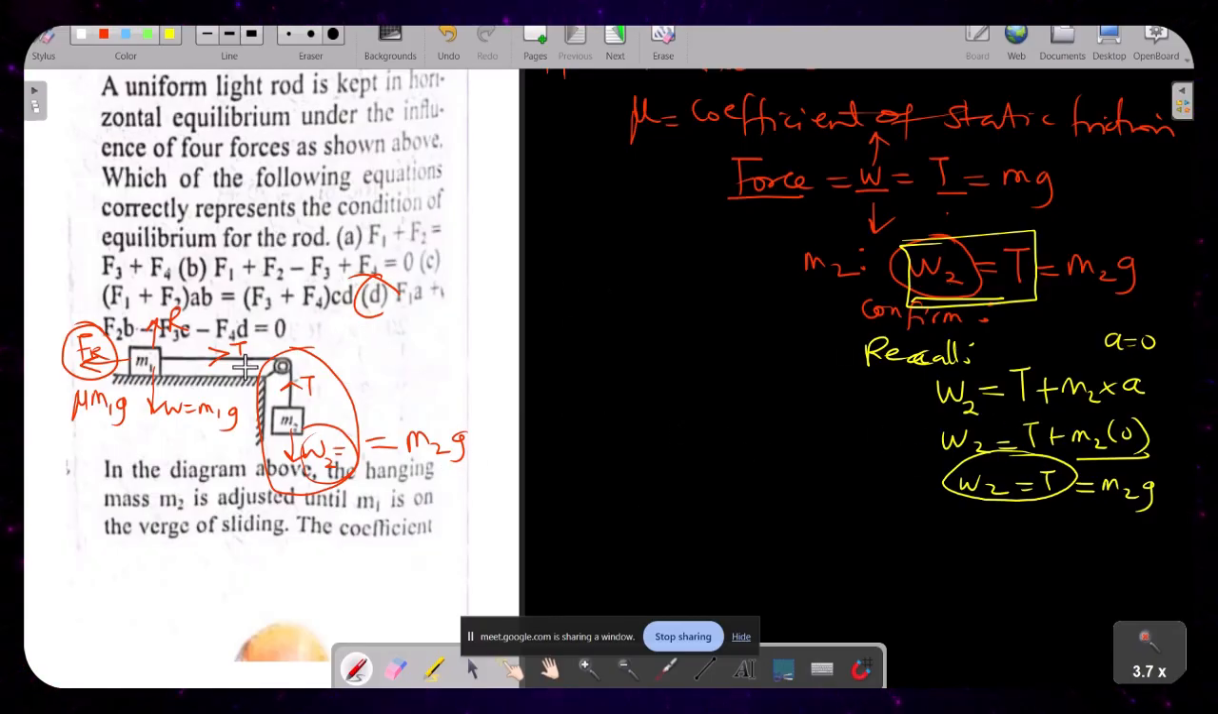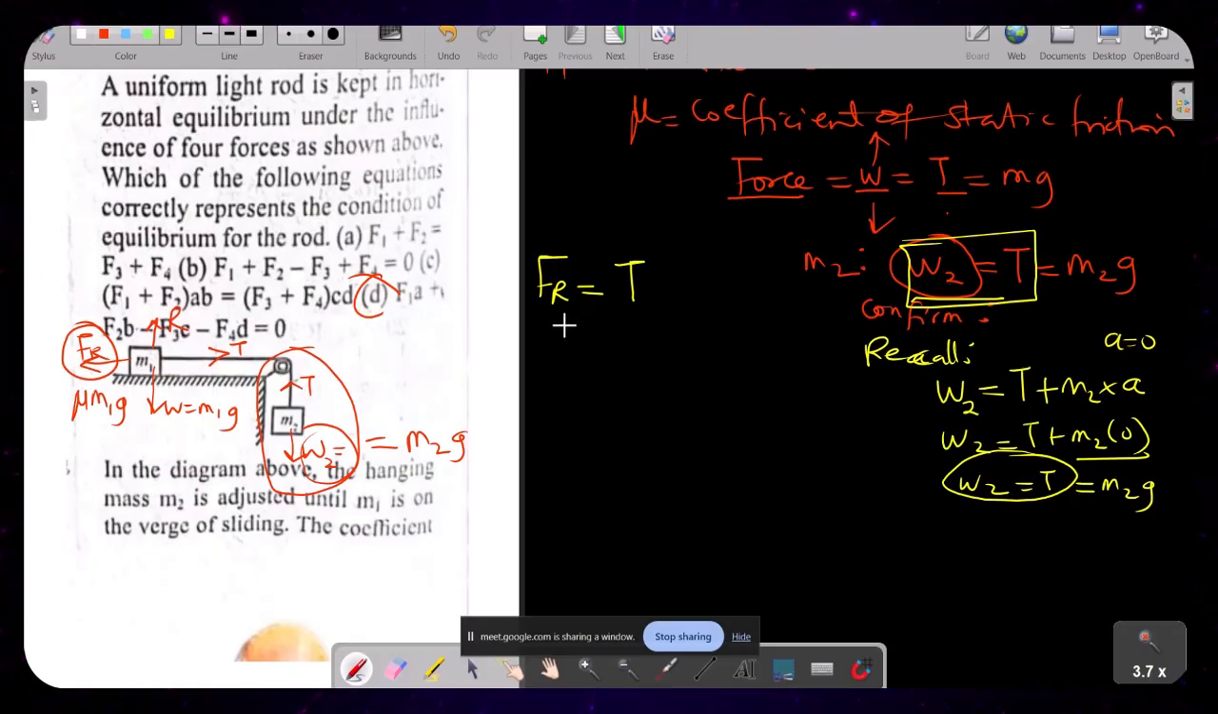Then for the second one, which is under M1, what do you have now? We are going to have your frictional force. Your frictional force is equal to, and what opposes the frictional force? Your tension. That tension opposes this one. So if the frictional force is going this way, the tension is going in the opposite direction. Remember that the tension is pulling it towards the direction, but the frictional force is keeping it from sliding.